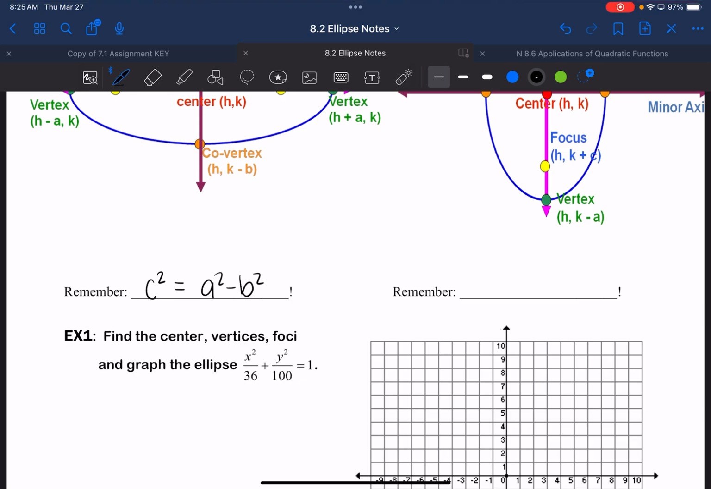Okay? Same thing for our vertical ellipse. C squared is equal to A squared minus B squared. But now my A will be on my vertical axis while B would be on the horizontal if we're talking vertical. So don't forget that A must be the biggest.